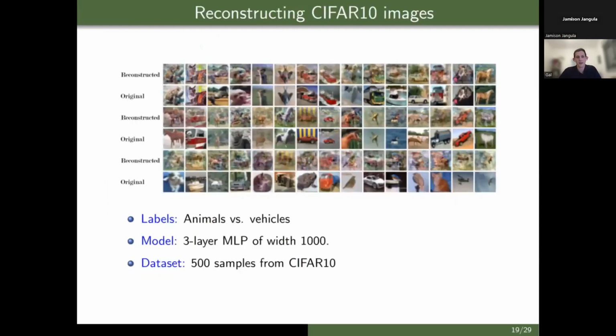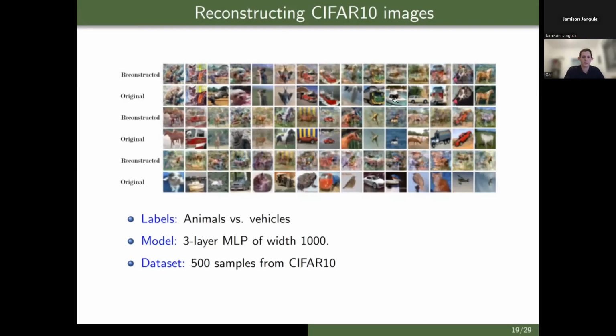And so let's see an example for reconstruction. Here, in this case, we trained a model using 500 examples from CIFAR-10. Each example is either an image of an animal or a vehicle, and we have binary labels of animals versus vehicles. And we trained a fully connected network with 3 layers. And then, given this trained network, we tried to reconstruct the training data with our method.